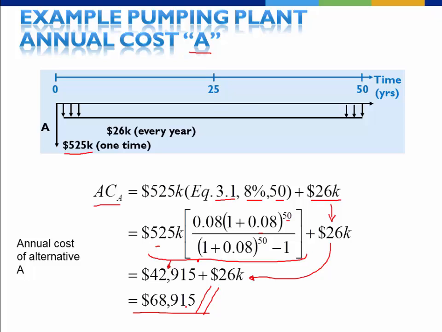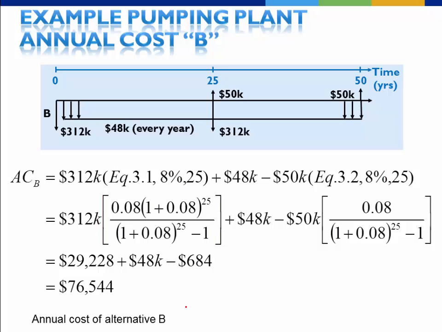Now let's compare this with project B. What I'm going to do in project B is estimate the cost of this part. If I can get the cost of these first 25 years, it is exactly the same annual cost that you will have in the last 25 years. So that's what I'm doing here.